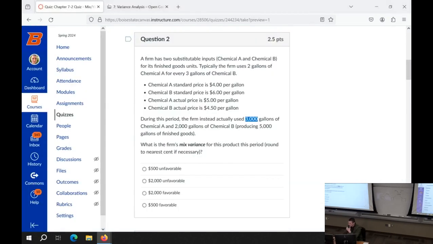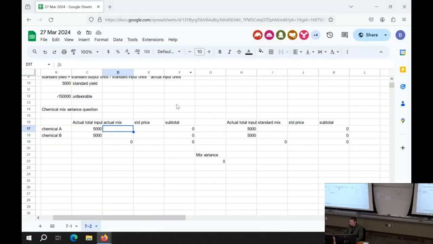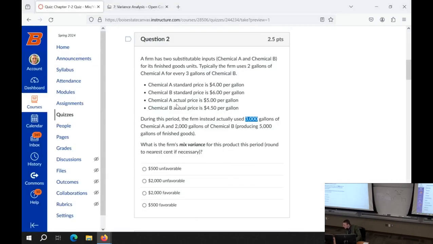The actual mix. Okay, so the actual mix, well, we're going to have to make decimals out of this. 3,000 of the 5,000. Wait, is it chemical A? Yeah, okay.